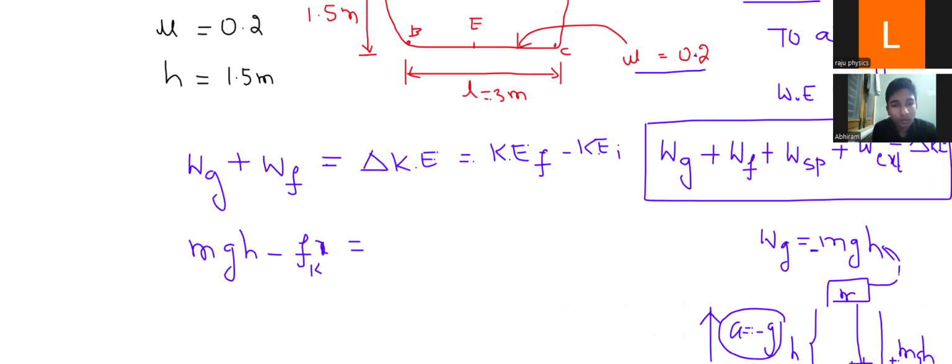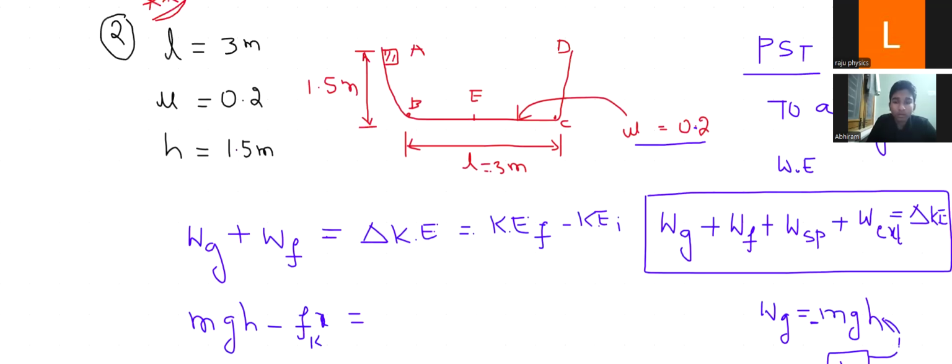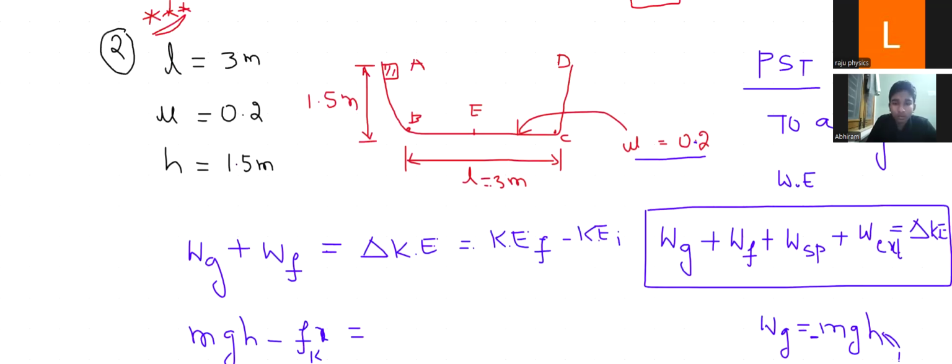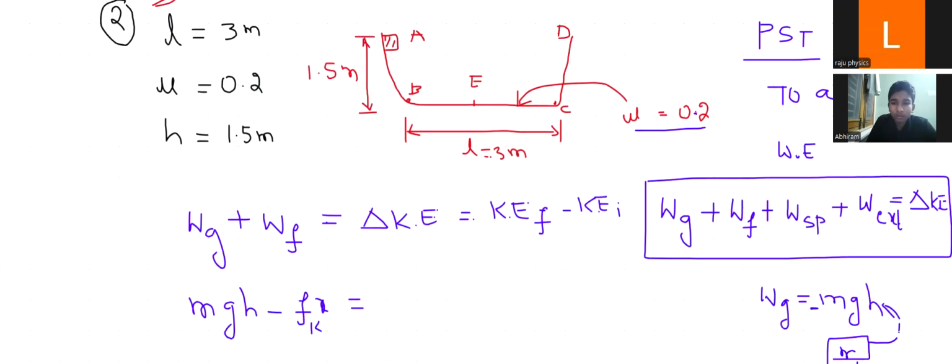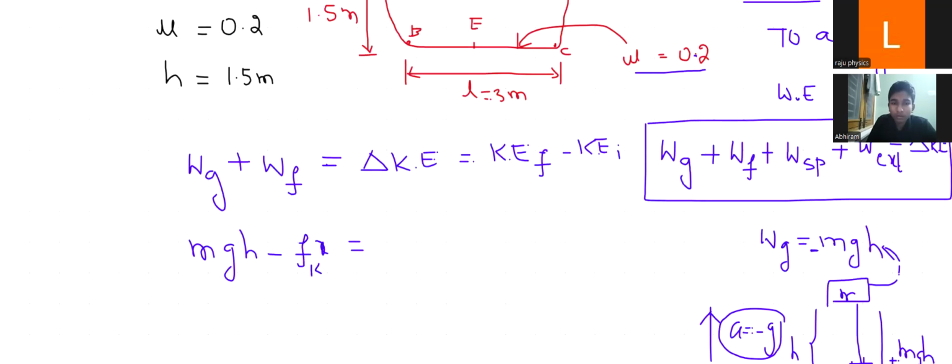Now here it is very important. This is the final kinetic velocity. I'm writing like this: this is final and this is initial. Half m into v final square minus v initial square.